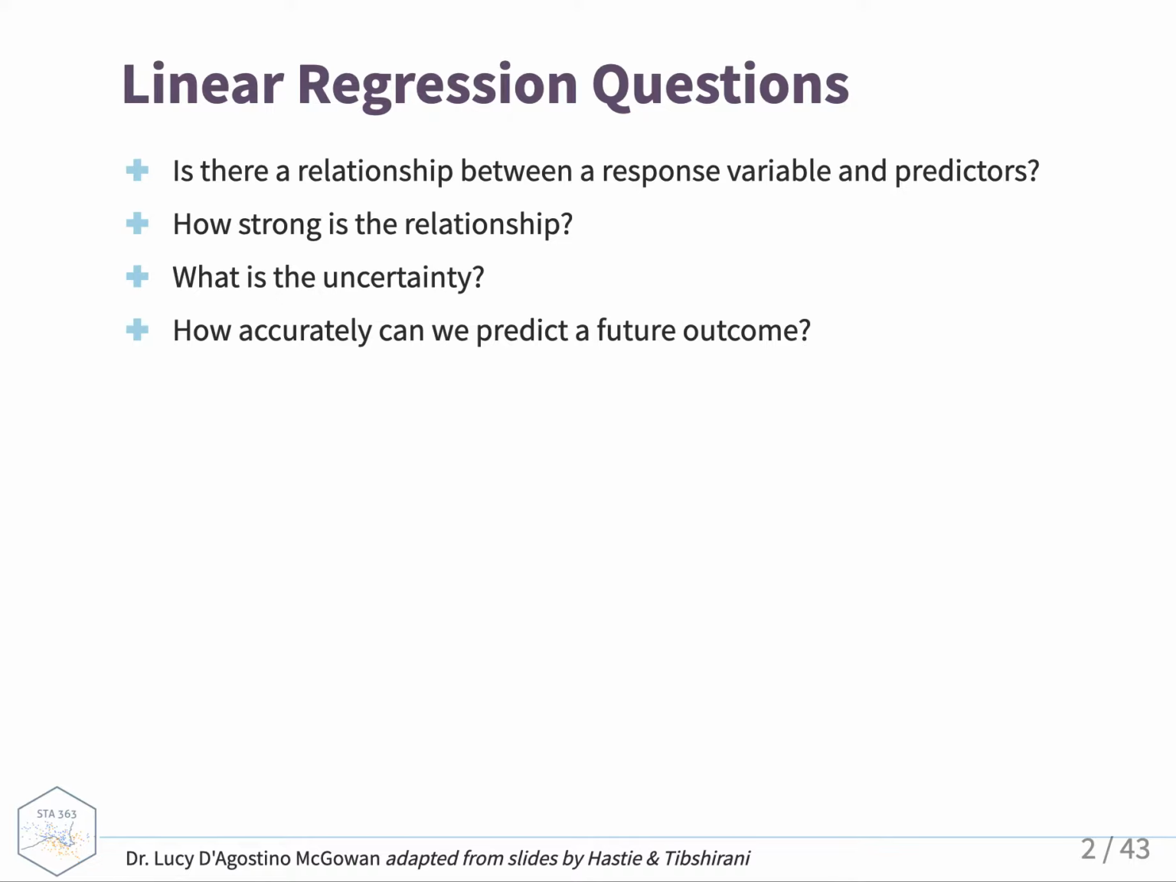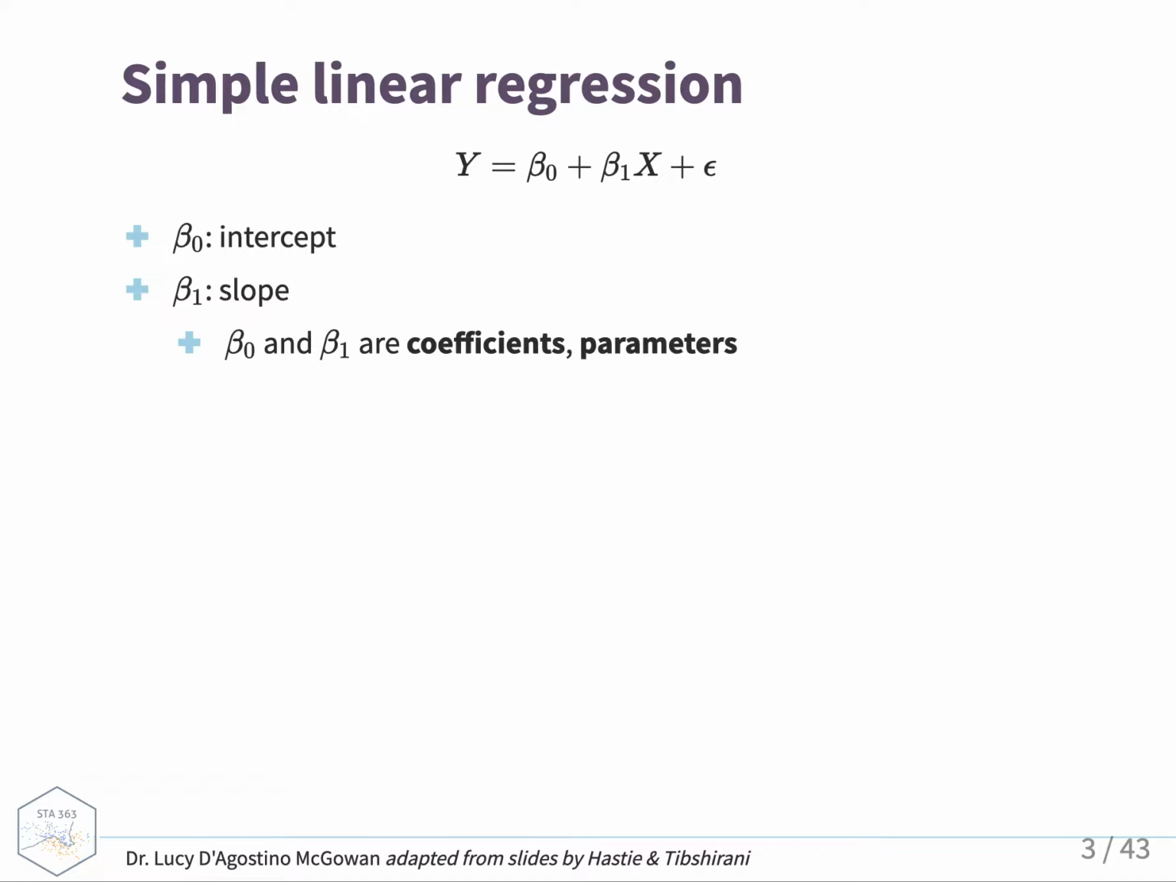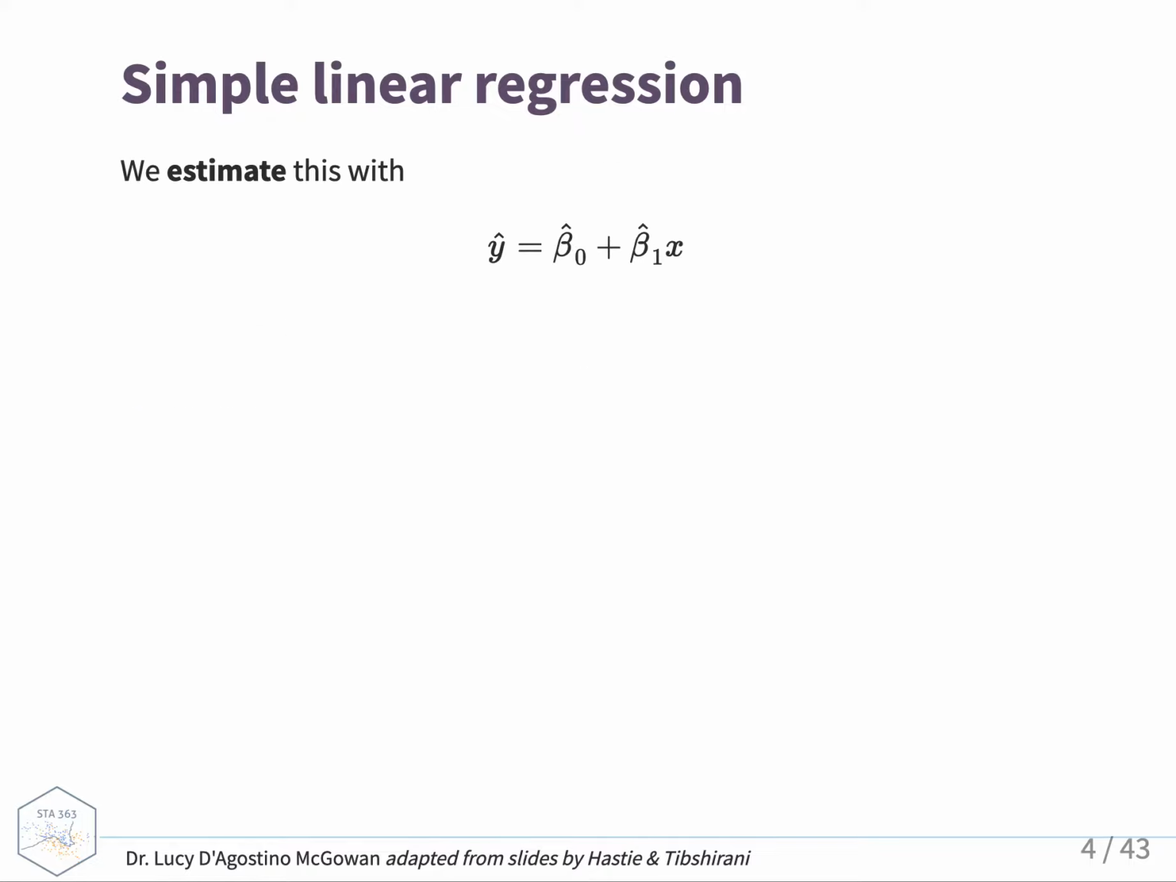and predictors? How strong is that relationship? What is the uncertainty? And how accurately can we predict a future outcome? So simple linear regression looks like this. You've got some outcome variable y, and it's equal to some intercept, beta 0, plus a slope, beta 1, times x, our predictor, plus some error, epsilon. So again, beta 0 is the intercept, beta 1 is the slope. Beta 0 and beta 1 are sometimes called coefficients or parameters, and epsilon is the error.